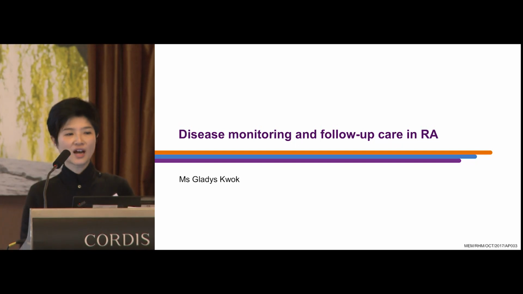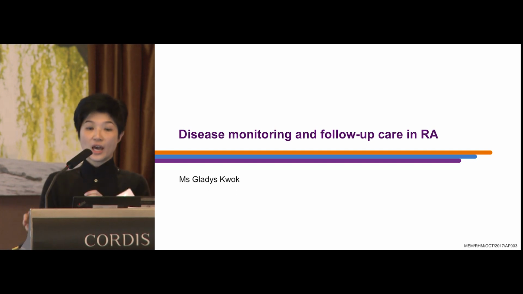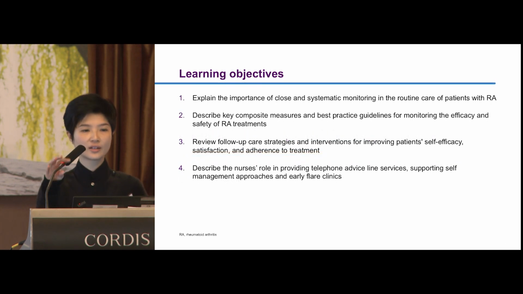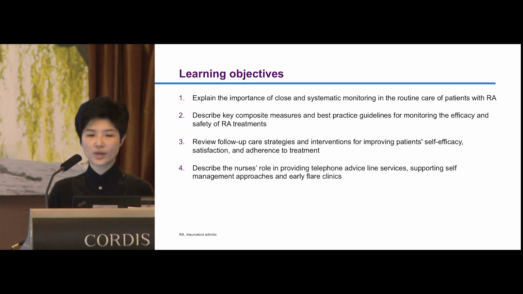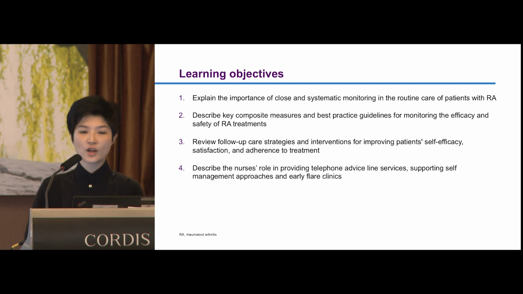So now we're going to start our last module, which is also an important module, that is disease monitoring and follow-up care in rheumatoid arthritis. So here are our objectives: to explain the importance of close monitoring in routine care of patients with RA, to describe key composite measures and best practice guidelines for monitoring the efficacy and safety of treatments.